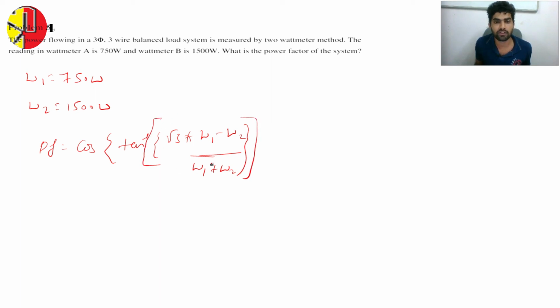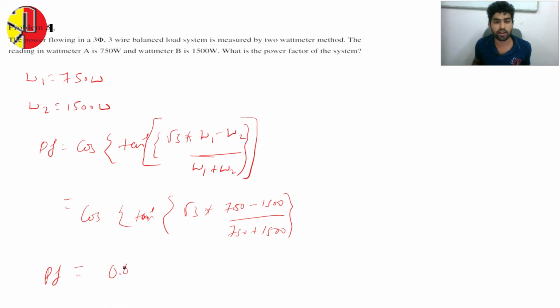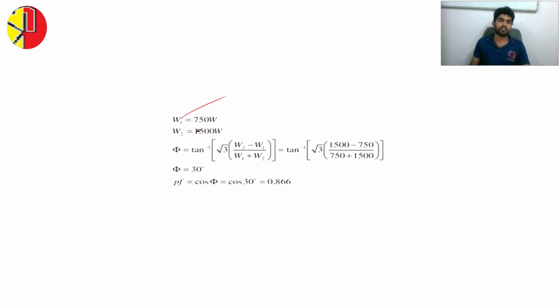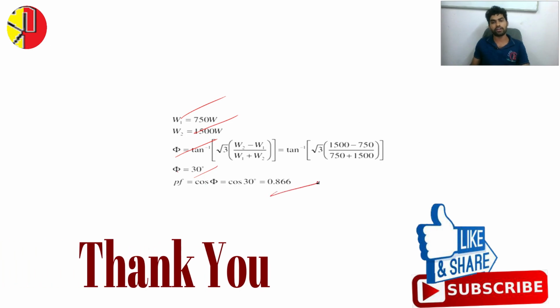So I'll just substitute the values. So cos of tan inverse root 3 into W1 is 750 minus 1500 divided by 750 plus 1500. Okay, you calculate this part first. After the tan inverse of that answer, cos of that answer, you'll get power factor is 0.86. Okay. So we'll cross check once again. W1 is 750, W2 is 1500, phi is 30 degrees we got. So cos of that 30 degrees is 0.866. Right.